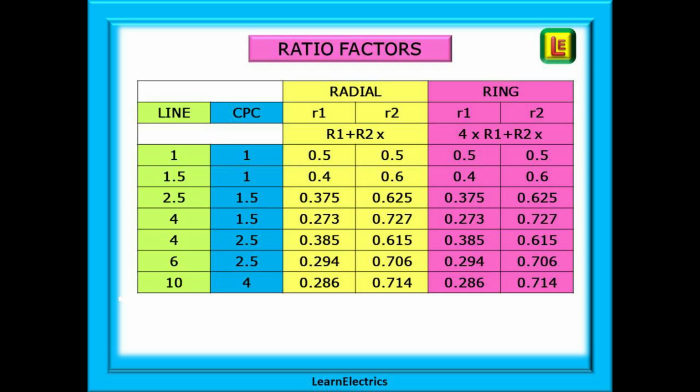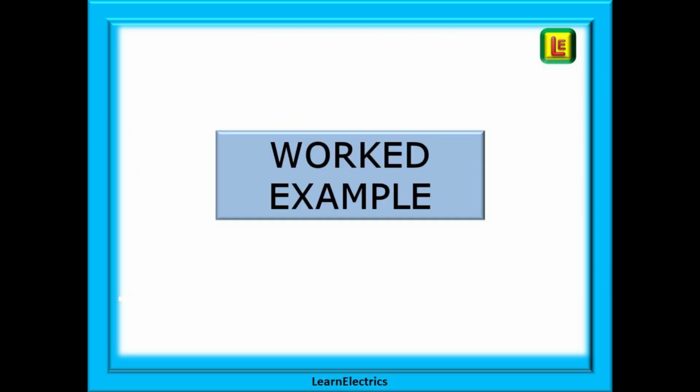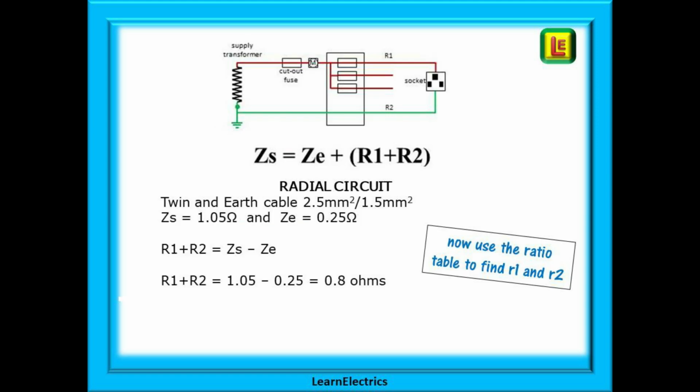It's a very easy calculation. Here is the table of ratios, and this should be self-explanatory. We will also leave a printable PDF of this table on our website, LearnElectrics.com. At the website homepage, enter P116 to access the PDF. These instructions will also be repeated in the description to this video. Let's do a worked example for a radial circuit and for a ring circuit.